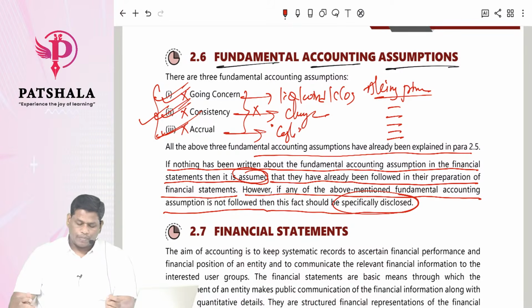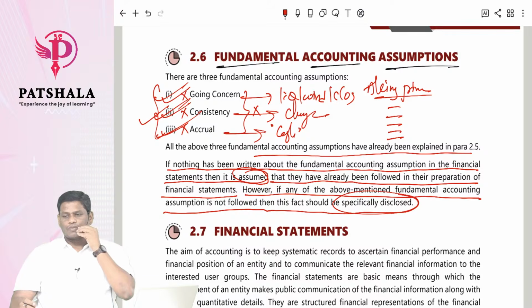Okay, second point. The above three fundamental accounting assumptions are assumed to be followed in preparation of financial statements.